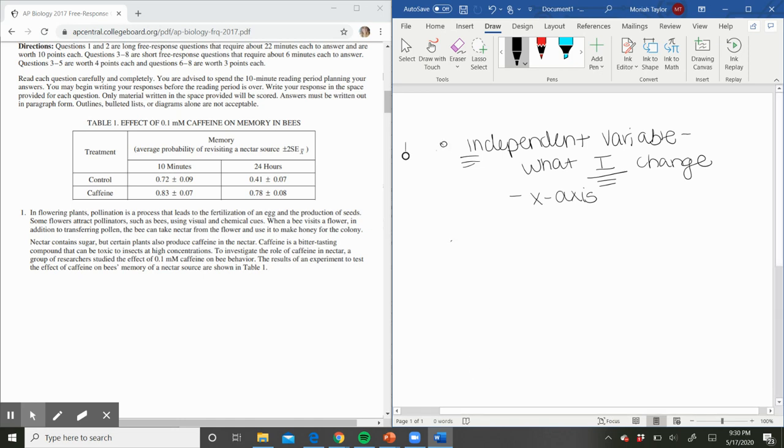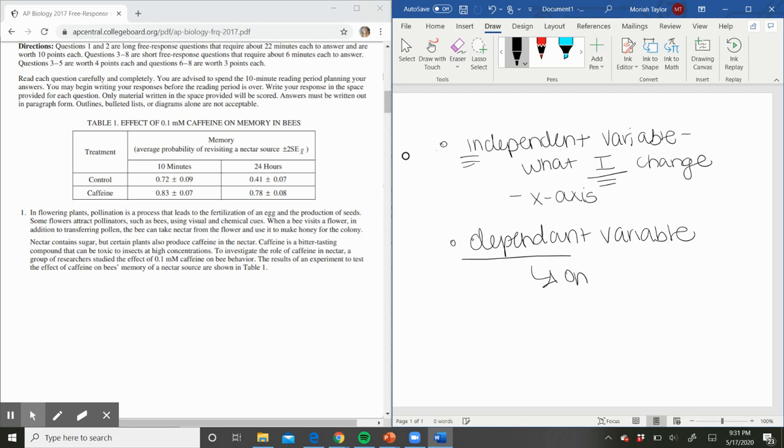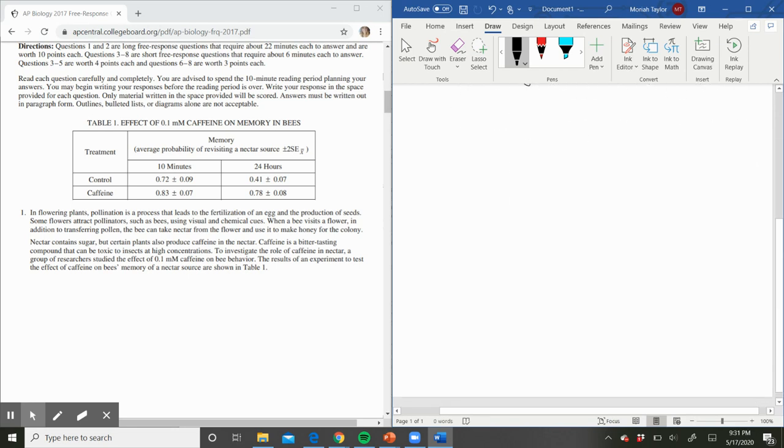And then we have dependent variable, which is what is dependent on what I change. So this changes depending on what I do with the independent variable. So your dependent variable is going to be on your y-axis. It's the end result of your experiment. It's what changes because of what you change via your independent variable. So anyways, we're going to graph that real quick.